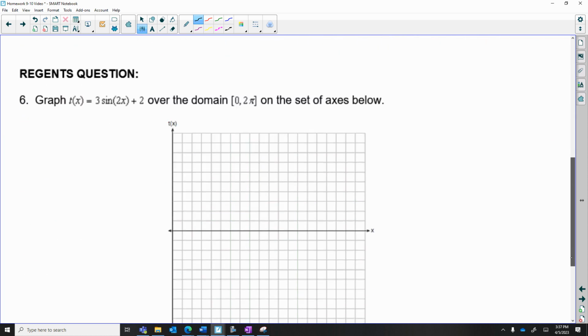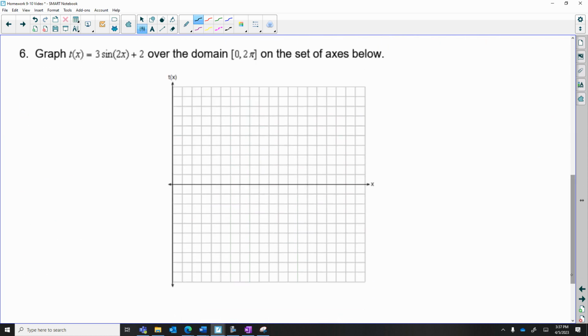The last one, another Regents question. Here we go. This one's giving us what we call a restricted domain. Restricted domain means they want us to graph specifically in the interval 0 to 2 pi, starting at 0, ending at 2 pi. So let's write down our key information.